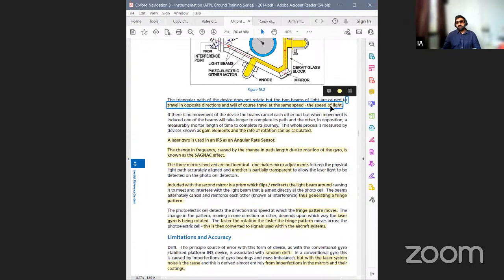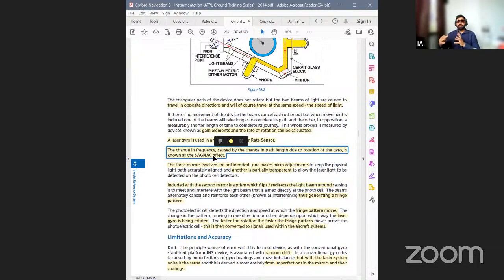All the light rays travel at the speed of light. Now, whenever movement is experienced by the gyro unit, that would cause the two signals to vary from each other. There will be a frequency change in the two currents going in the different directions. And this effect, the change in frequency, occurs because there is a change in the path length due to rotation of the gyro.